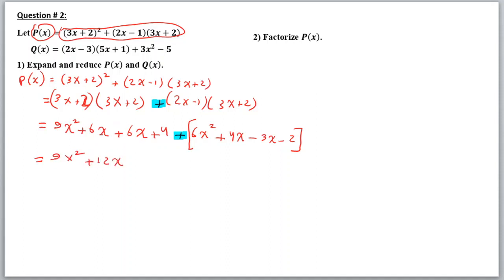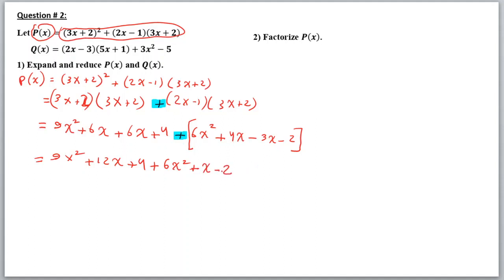It's a common mistake that 6x plus 6x, many people write it as 12x squared, which is wrong of course. Plus 4. Okay. Plus 6x squared, 4x minus 3x, it's 1x. Positive here, so it will be plus x. And then minus 2, we copy it.